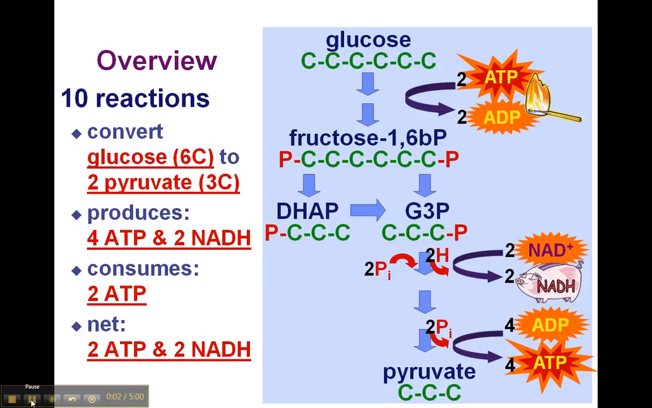Okay, before break, we talked about glycolysis as the first part of cellular respiration. This is an overview image showing the reactions that are a part of glycolysis. Just to review, you start with 6 carbon glucose. It is phosphorylated and then split into 2 3 carbon sugars. You consume 2 ATP and you produce 4 ATP, so there's a net of 2 ATP. There's also a reduction of NAD plus that occurs to produce NADH.